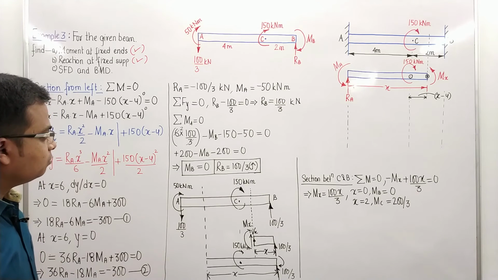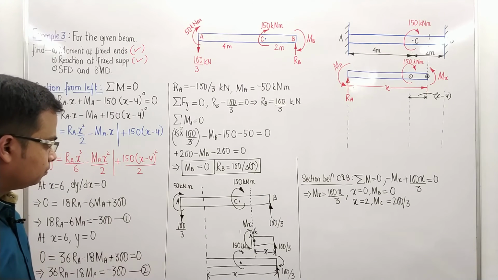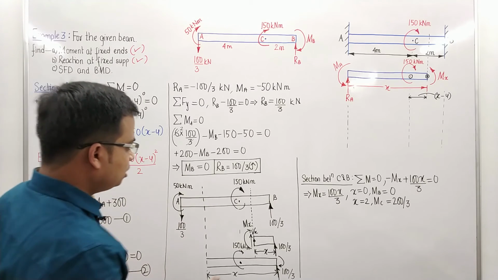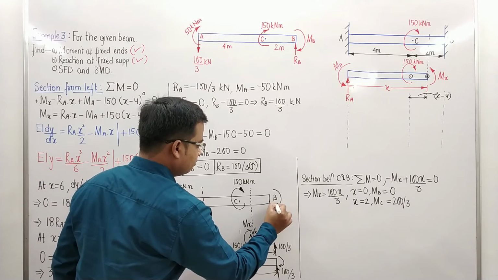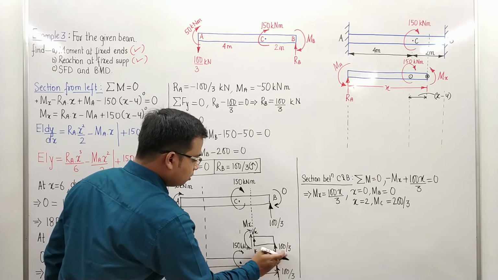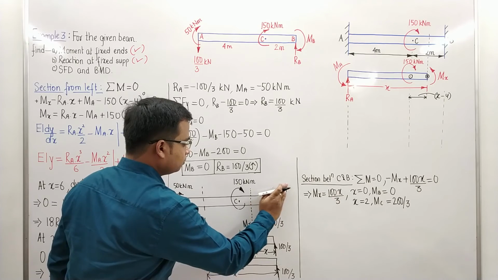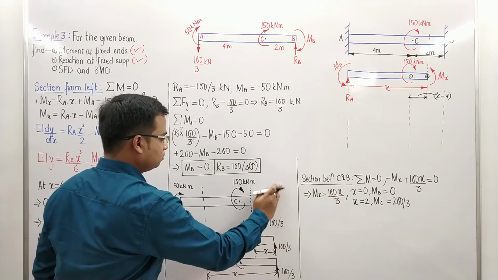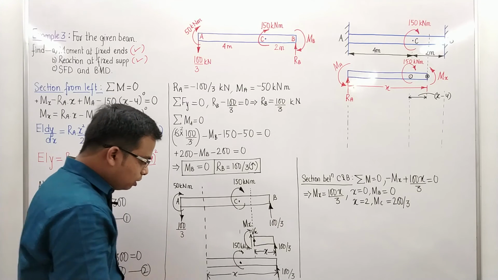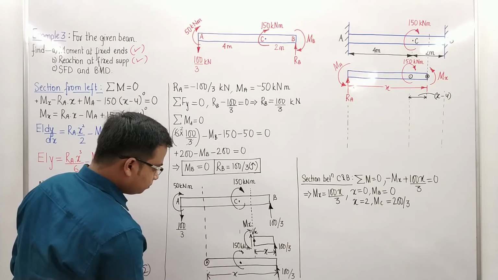Maybe I'm forgetting something. Couple is obviously 0. Even here the magnitude was 0. So it doesn't matter if you apply it or not. Let us not apply it. Forget about it. It's 0, absolutely. Don't worry about that.